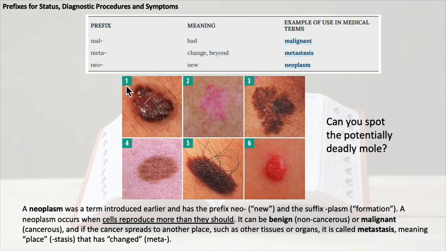So if we look at these moles, we see some with jagged edges, we see some with even non-uniform color. So in this one, for example, we see jagged edges. We can see that the color is a lot darker here, a little bit lighter here. These can be signs that a mole is potentially deadly.